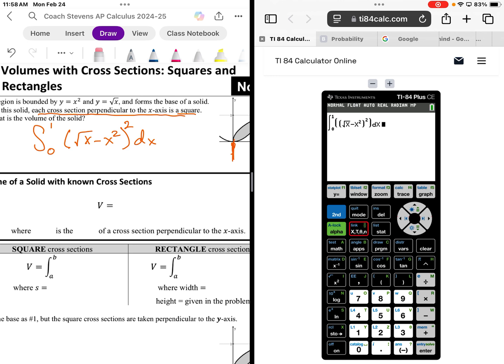And then now we just press enter, and it gives us approximately 0.129. I like rounding. Again, you can truncate it to 0.128, but I like to round. Okay.